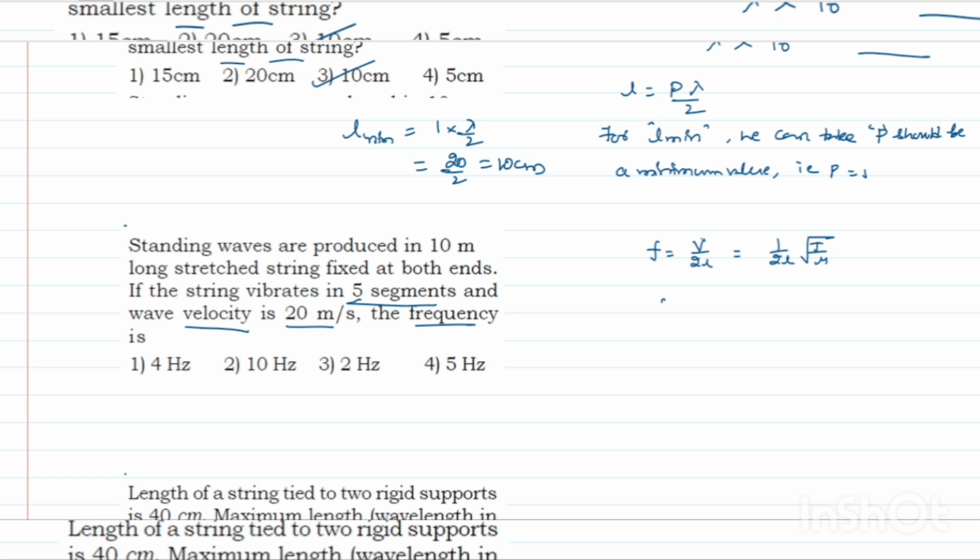Therefore for P segments, this is for one segment or loop, and when P segments are produced, it is P into V by 2L. Here the frequency is asked, velocity is given, 5 segments are produced, and length is given as 10 meters. Just substitute, students. P is 5, velocity 20 by 2 into length 10, and the 20s cancel, so we get 5 hertz.